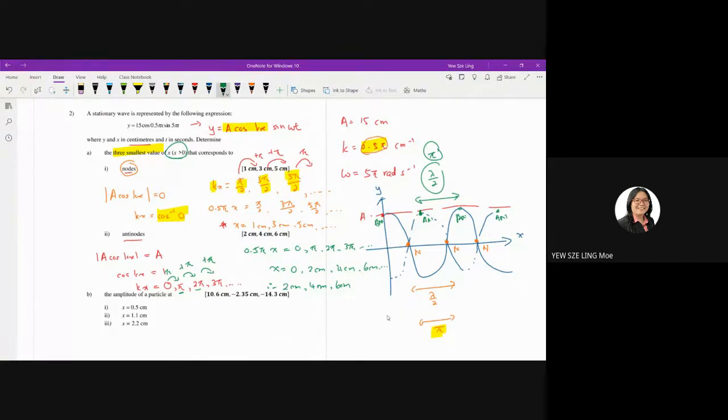I give you 5 minutes. Make sure to write it down, including the diagram. Sketch the diagram so that you can see. Kenapa saya tambah lambda? Kenapa saya tambah pi? Kenapa saya buat 3 kali pi? Kenapa saya buat 2 kali pi dan sebagainya. So note down this diagram.